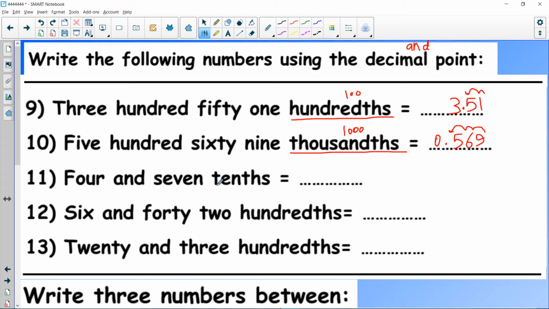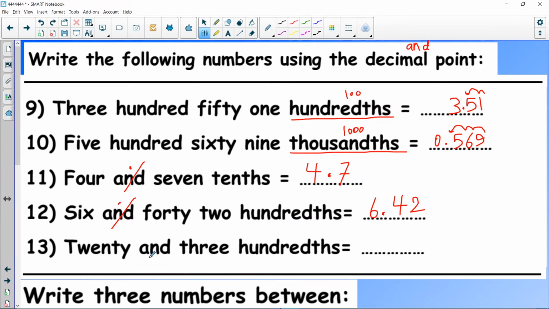4 and 7 tenths. I will replace "and" by the decimal point. This will be the decimal point. Let's start. 4 and point, and point 7 tenths. 7 in tenths. 6 and 42 hundredths. "And" will be point. 6.42.